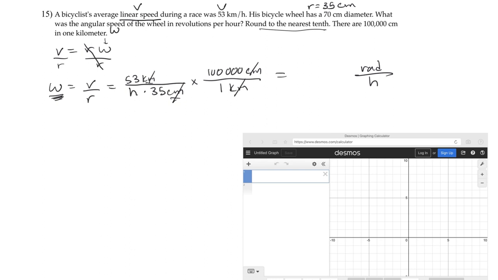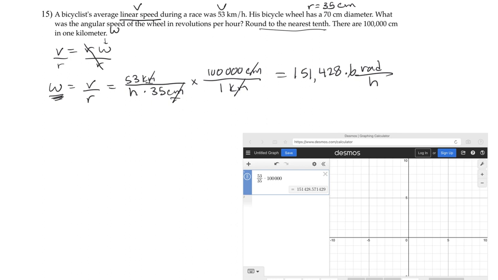Okay, so calculator. Okay, so I have 53 over 35 times 100,000. Okay, so I come up with 151,428.6 to the nearest tenth, radians per hour.